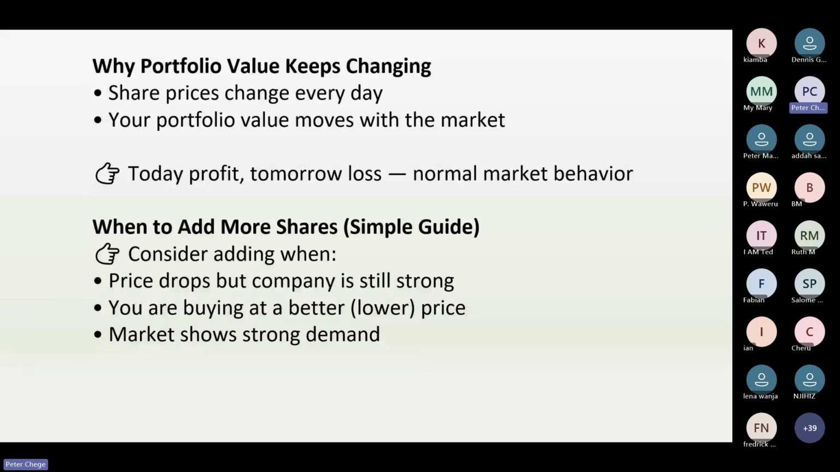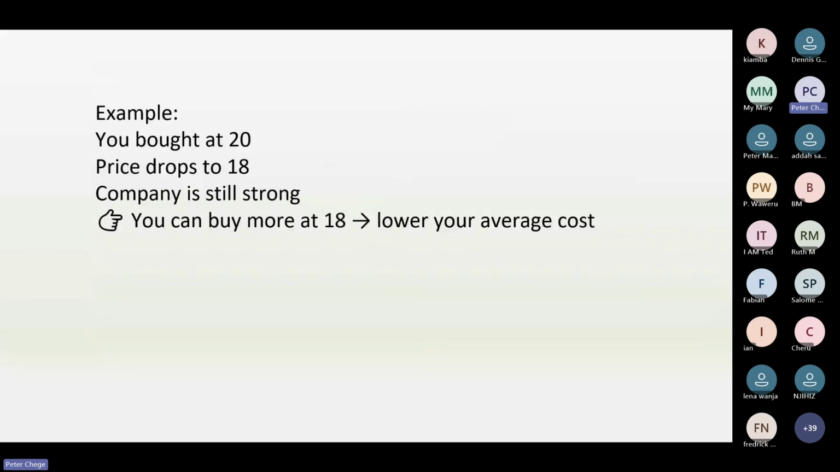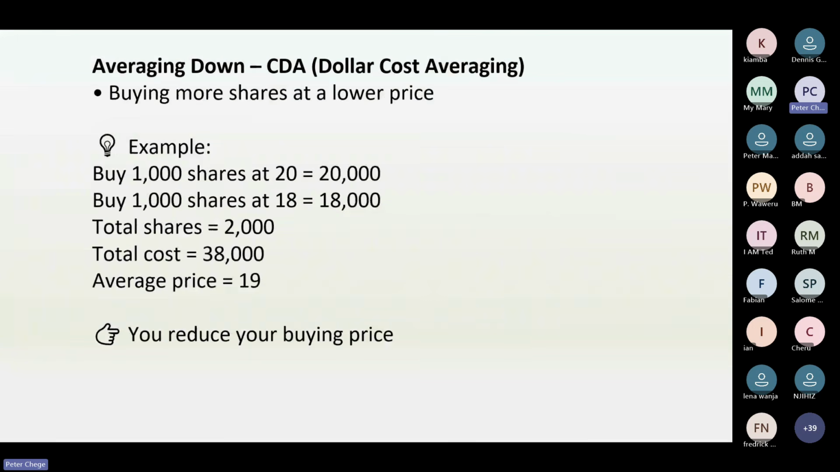Average your shares down. So when the prices go down, you are buying at a better, lower price. And when the market eventually turns and starts to show strong demand, the prices will start going up. A good example: you bought at 20, price drops to 18. This company is still strong. You can buy more at 18. You're actually lowering your average cost. A good example of DCA, here it is, averaging down. It's buying more shares at lower prices.